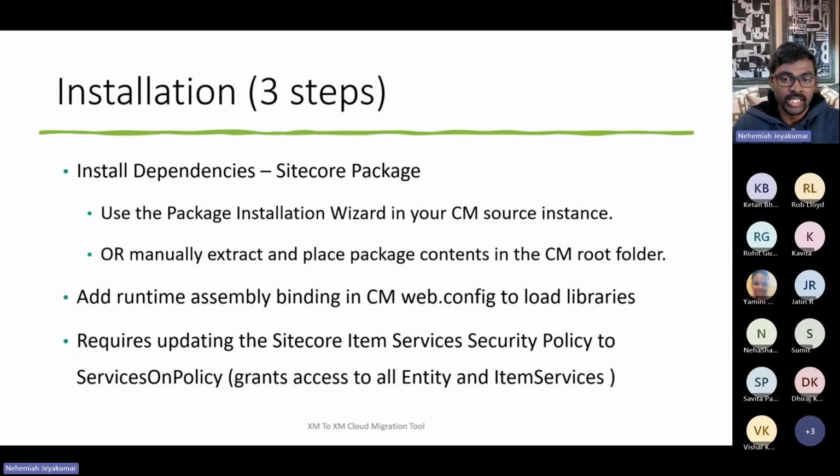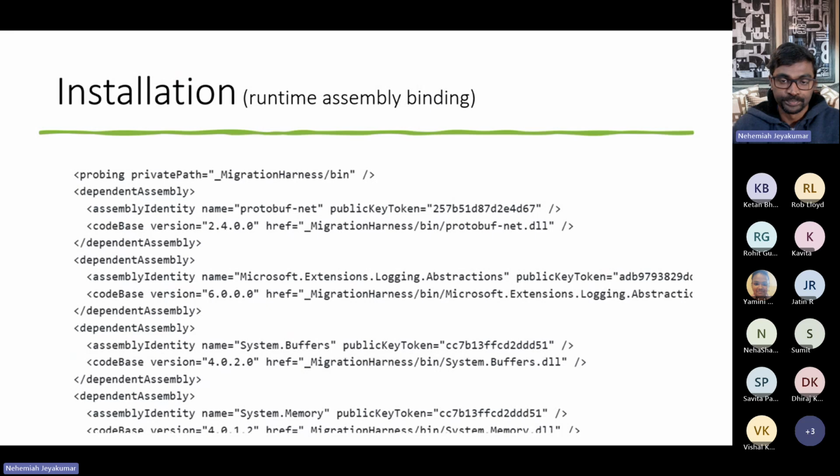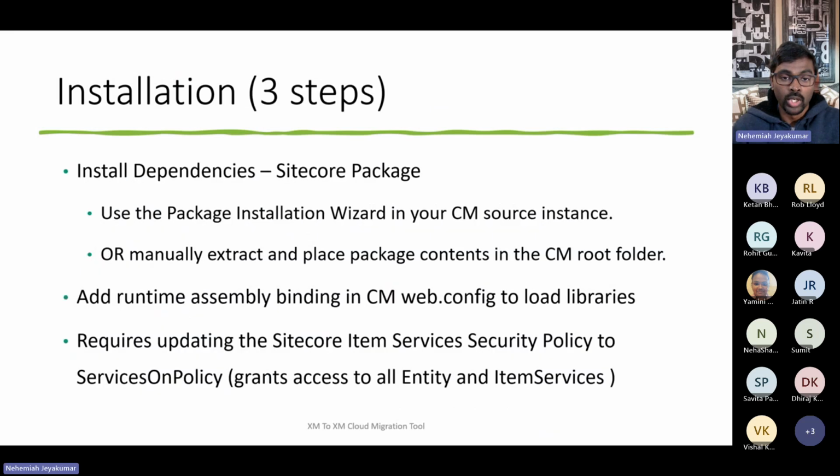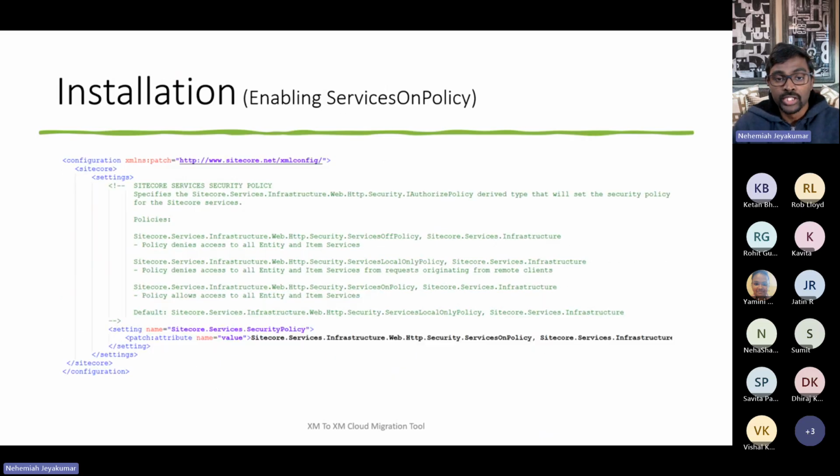Along with that, we have a set of runtime assembly bindings to be added in the web.config. We recommend that you take a backup of your web.config and then apply these changes. We also need to update one of your security settings, which is the item services security policy. This is required for the tool to grant access to all the entities and item services in the system. You can patch it as shown in the screenshot here.